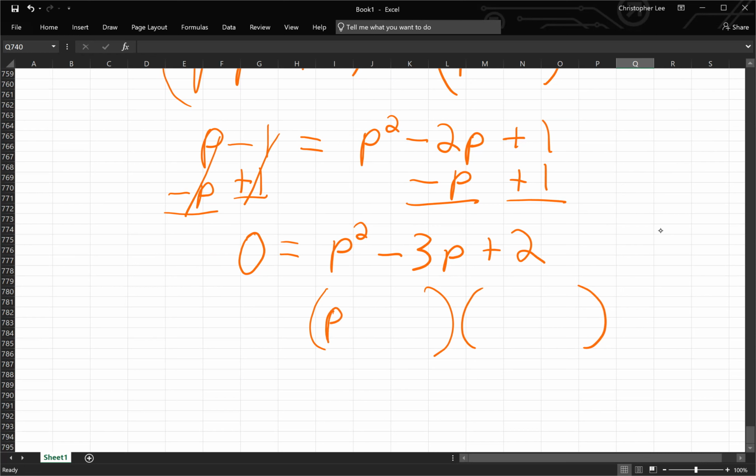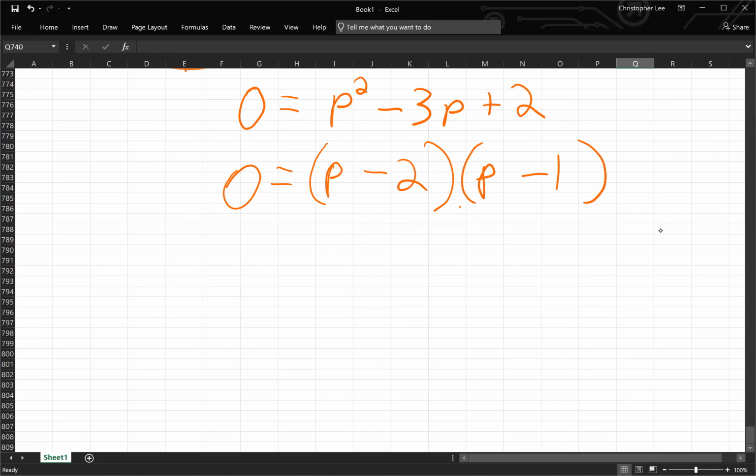So I know this is gonna be a P and a P here, equals 0, right? Now I need two numbers that multiply to give me a positive 2, but when I add them together, it'll give me a negative 3. What are they? -2, -1, right?